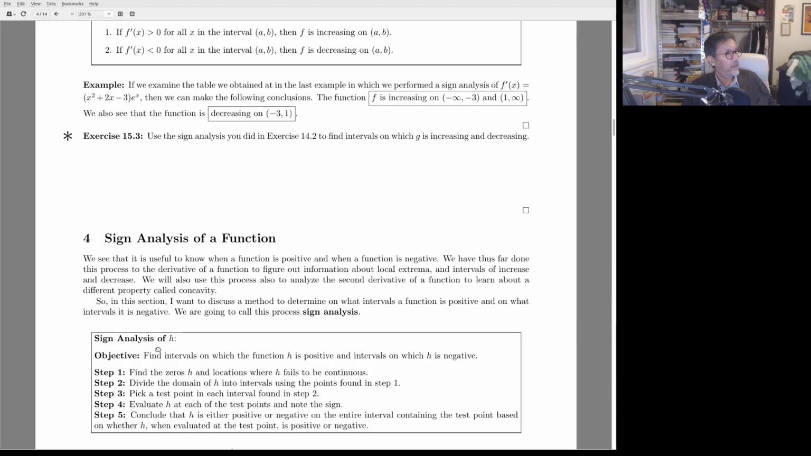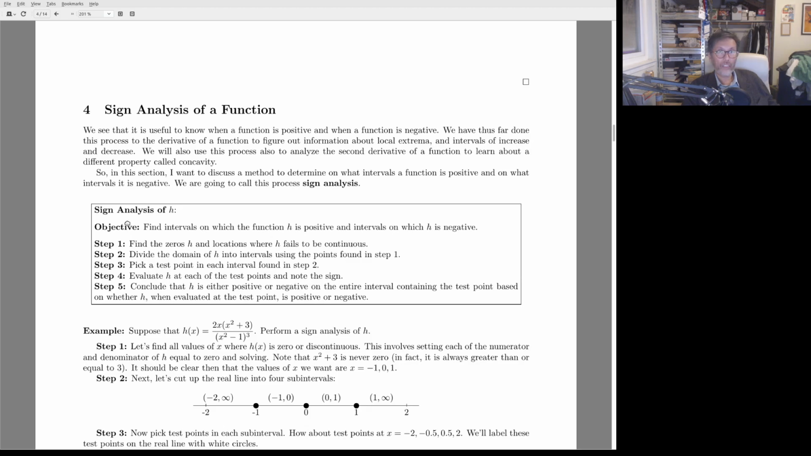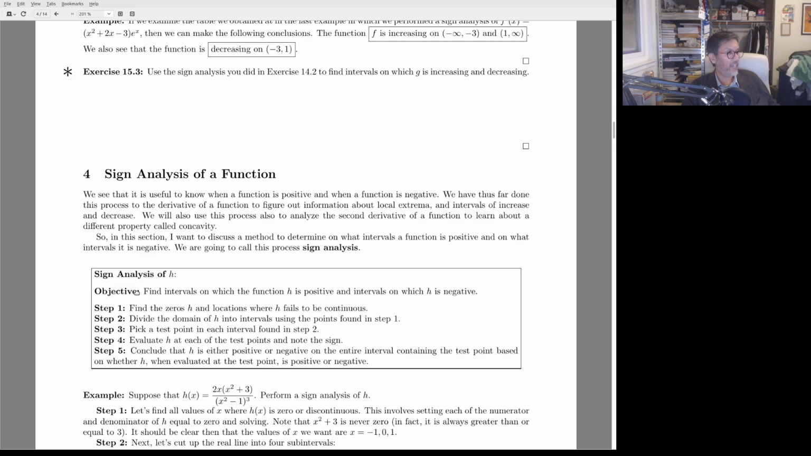Let's look at this. Sign analysis of h. The objective here is to find intervals on which h is positive and intervals on which h is negative. Okay? I give you a 5-step process here. Step 1. Find the zeros of h. Oh, I should have written of, but I didn't. My bad. Find the zeros of h and the locations where h fails to be continuous. Step 2. Divide the domain of h into intervals using the points found in step 1.